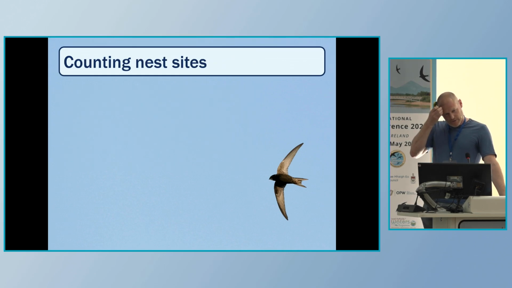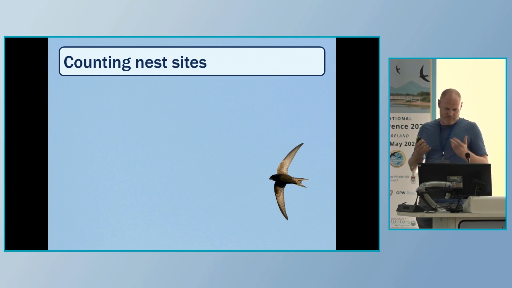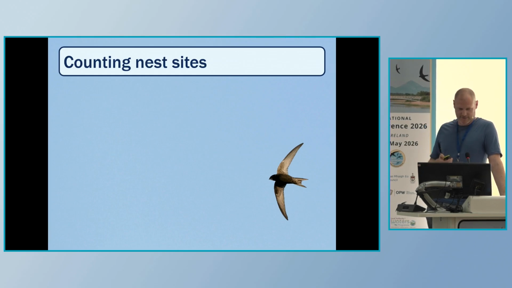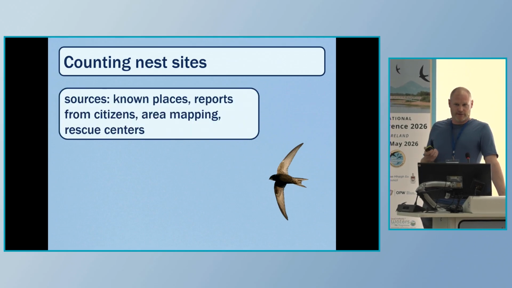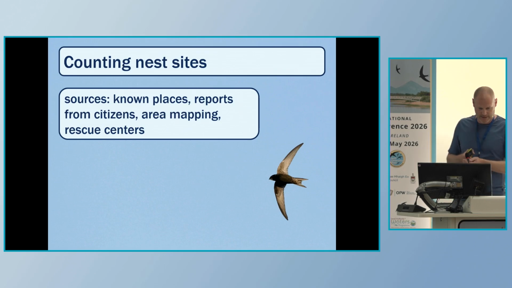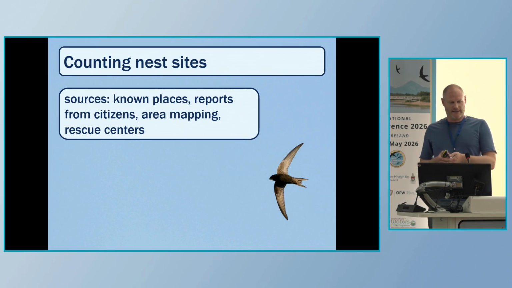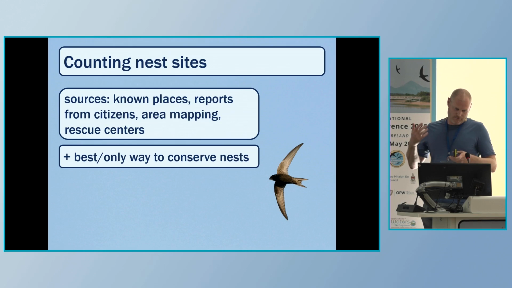The next method I will present to you is counting nest sites. This is the best way to preserve nest sites of swifts. You can't do it at a random building, so you need sources like known places where you know that the swift has bred before, reports from citizens, or you do an area mapping before counting nest sites, or also the data from rescue centers is a valuable source of information. It's the best, or maybe the only way to really conserve nest sites.